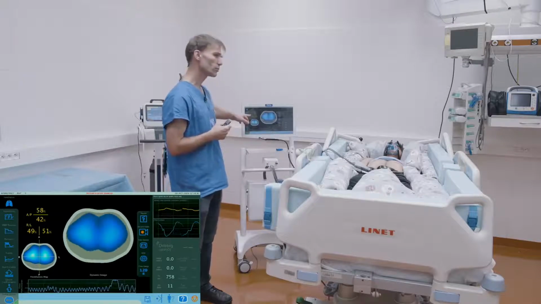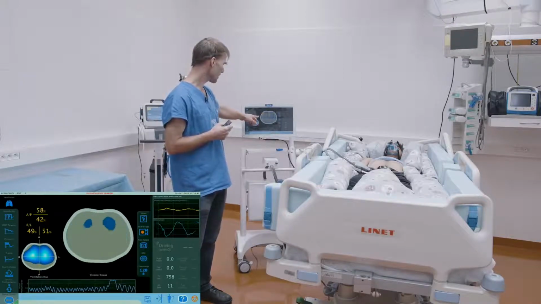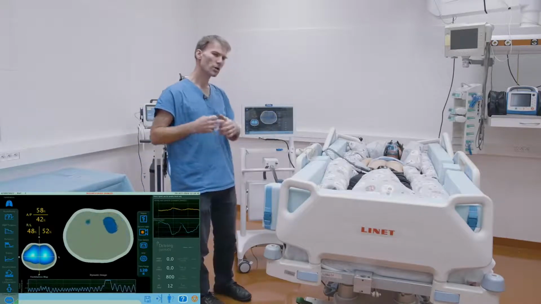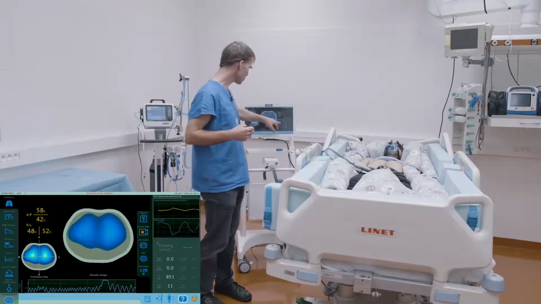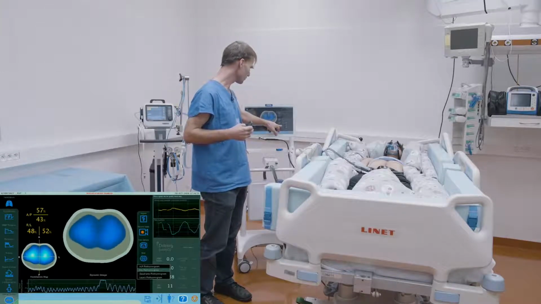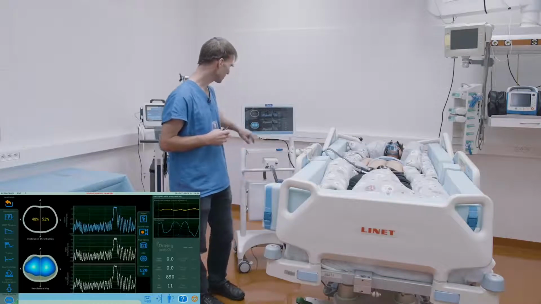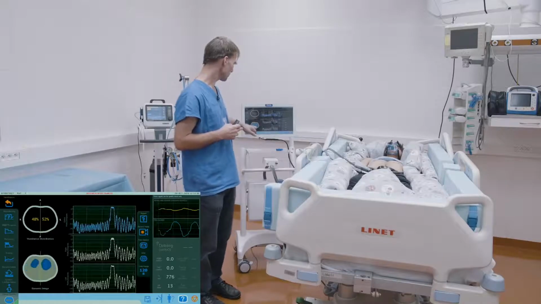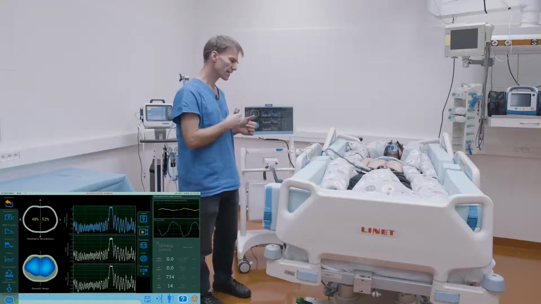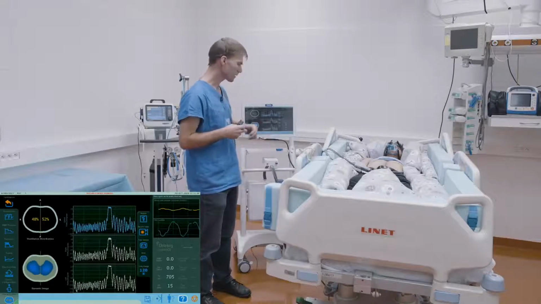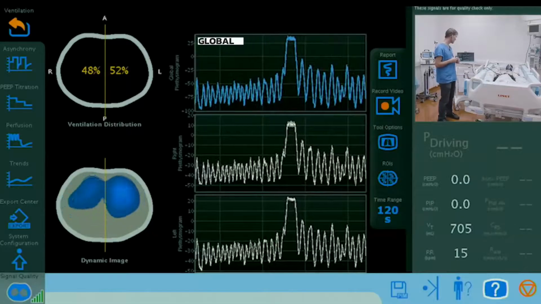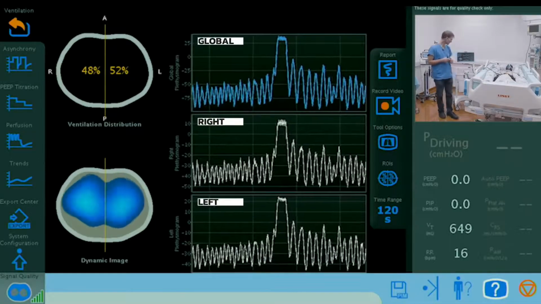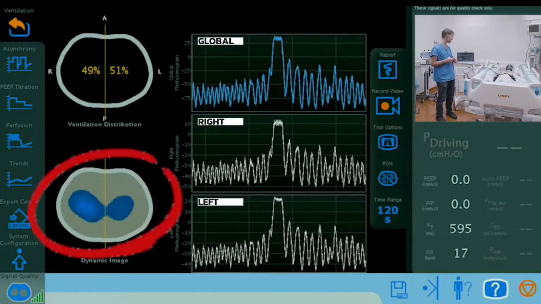At the moment, we see that the distribution right and left is 49-52%, which is perfectly okay. Since we will be comparing the left and right lung, I will now switch to the left and right lung view. What we see now is, again, a distribution of 48-52, a smaller tomogram, and three big graphs. The top one is global impedance, the middle is the right lung, and the bottom is the left lung. So we see that both lungs now breathe very similarly.